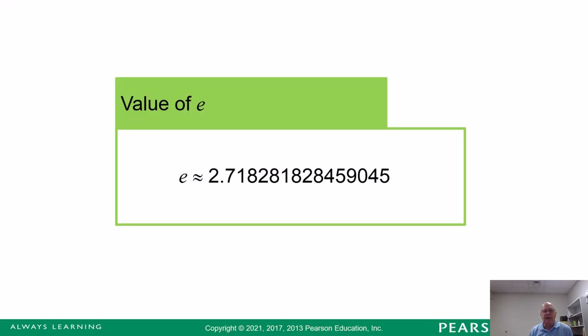This amount is called Euler's constant. And let me write that for you, because Euler should be known by everyone. This is named after Leonhard Euler, probably the most prolific mathematician of all time.